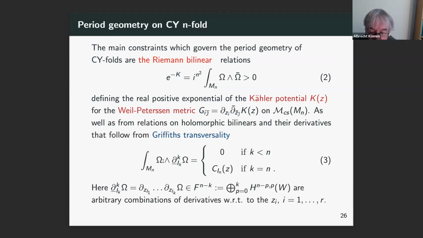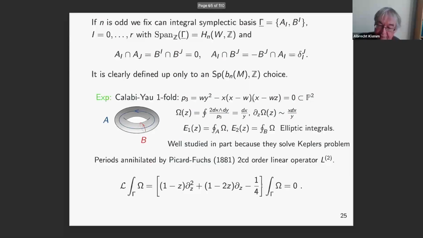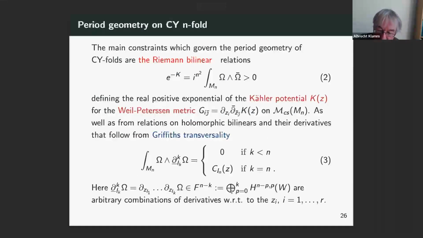And then another thing which is even more important for the Calabi-Yau people and for the Feynman graph people is this transversality condition. So what does this transversality condition mean? It means that if you take one derivative of omega, then you shift in the Hodge type by 1. So for instance, on this elliptic curve, if I take one derivative, I get something which is already equivalent to the (0,1) form. And the more derivatives you take, the more you shift into these cohomology groups on the right.